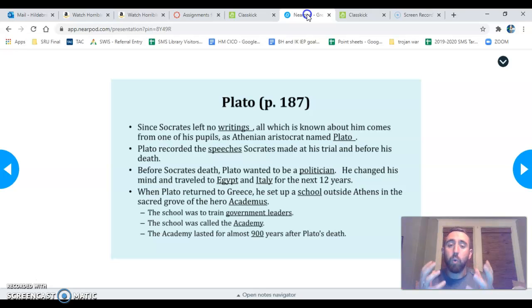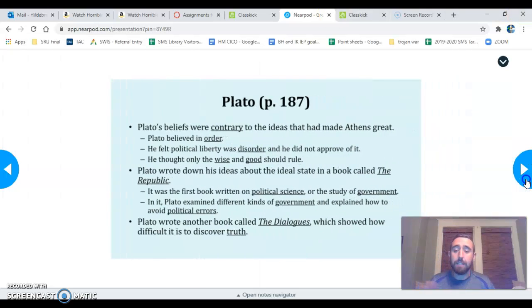He wanted quality government leaders based on logic and reasoning, not ruled by emotions, not easily swayed, but who would make sound, solid decisions, especially because he saw what bad leaders would do to people like Socrates. Okay, his school is going to last for over 900 years.